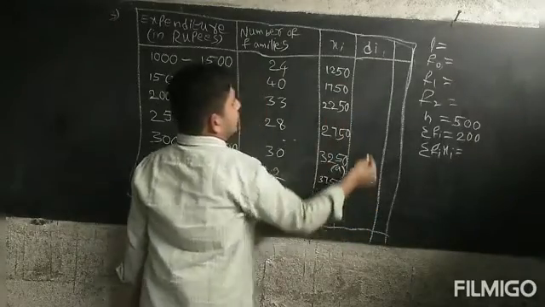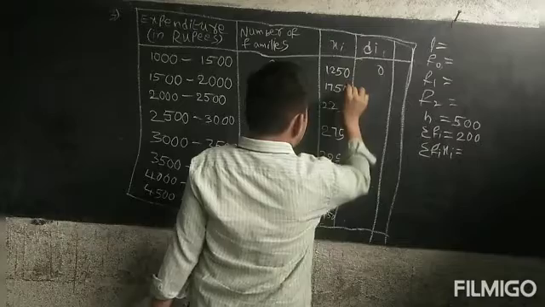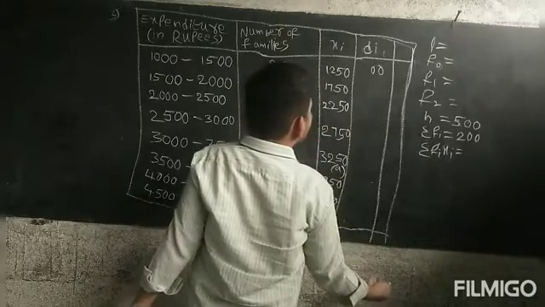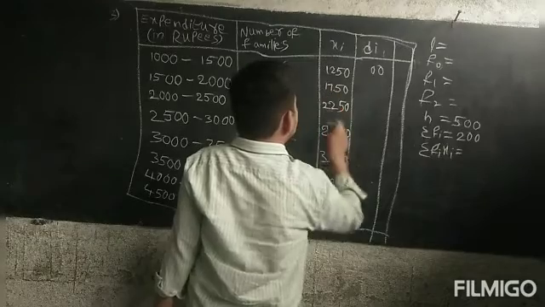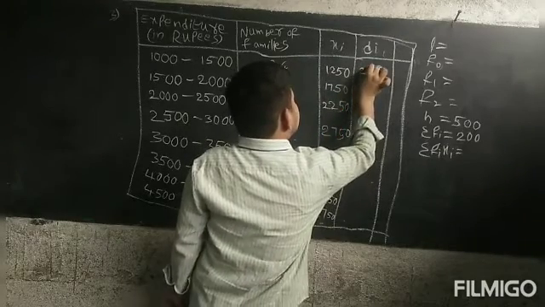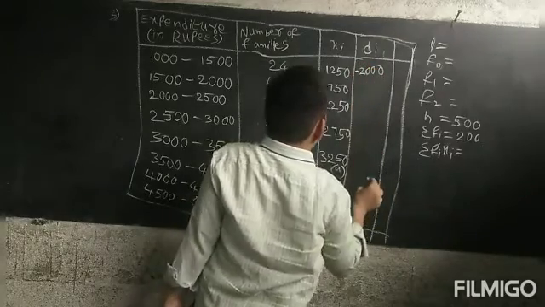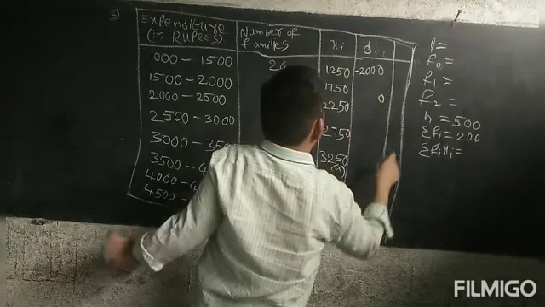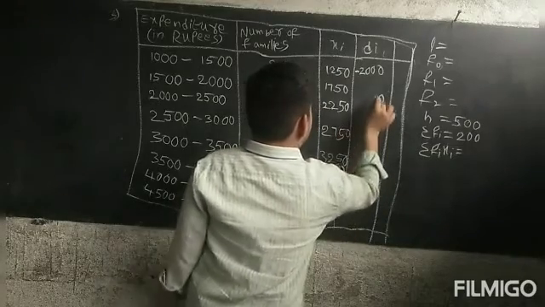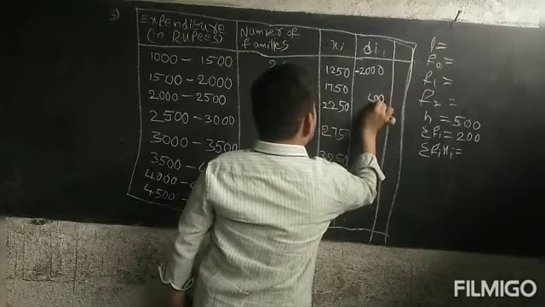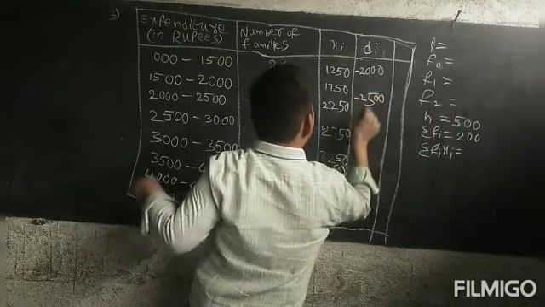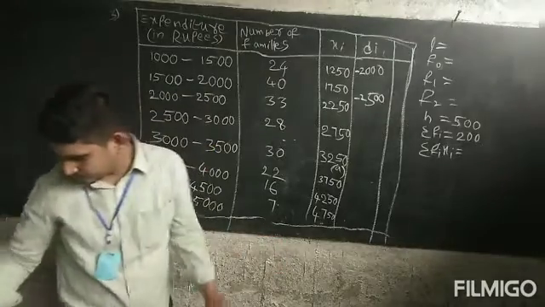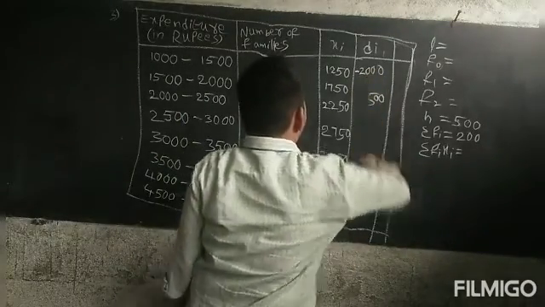Now what you can do is subtract: 3250 minus 1250 is 2000, so minus 2000. Next, minus 1500. Then 5 minus 5, 0. Next, minus 1000. Again, minus 500. Next 0. Next 500, 1000, 1500.